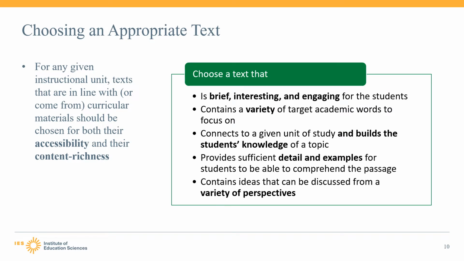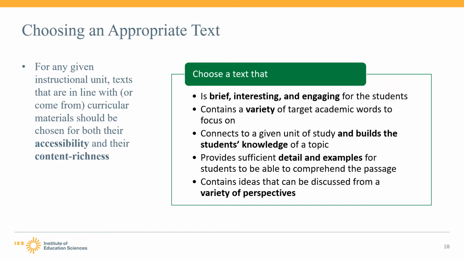The first step in this process is choosing an appropriate text. For any given instructional unit, texts that are in line with or that come from curricular materials should be chosen for both their accessibility and their content richness. There are a lot of different features that we can consider when choosing an appropriate text.